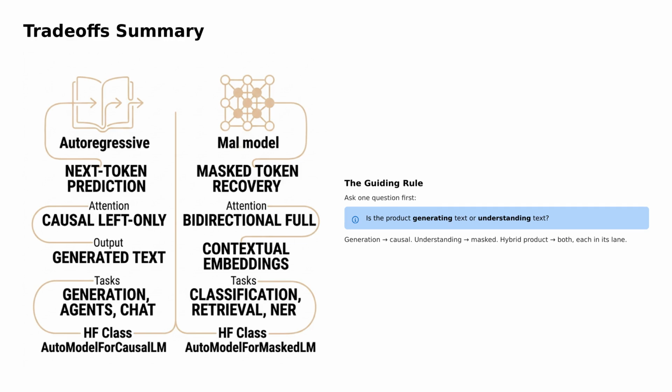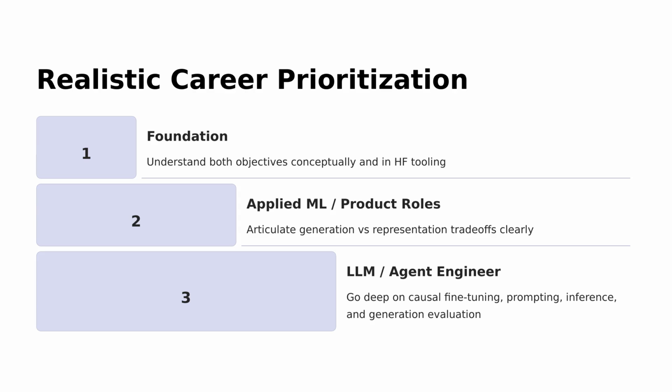Here's the guiding rule for model choice. Start by asking one simple question. Are we generating text or understanding text? If the product's job is to produce the next words, we use a causal model. If the job is to analyze, classify, or interpret text, we use a masked model. And if it's a hybrid product, we use both, each in the role it's best suited for.